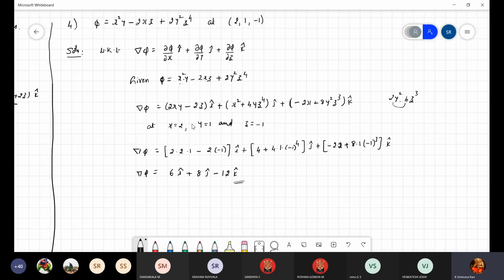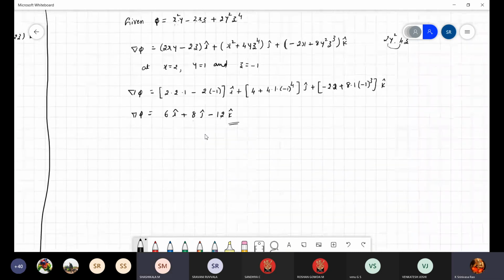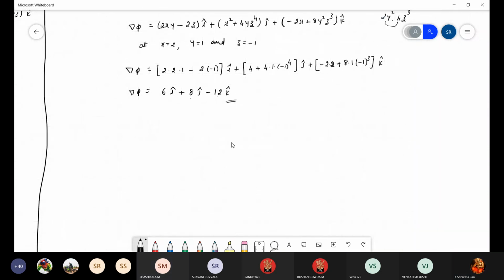Is there any doubt? No, sir. Okay, so I'll go to the next topic. I mean, same gradient only. It has some geometrical meaning. So what is the geometrical meaning we will discuss, and then we will continue the problem in the same way. Okay, take down the next heading.